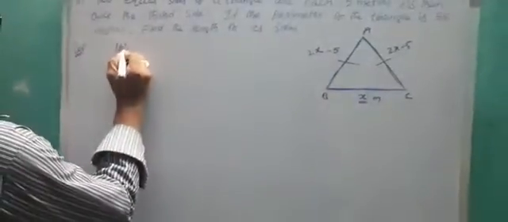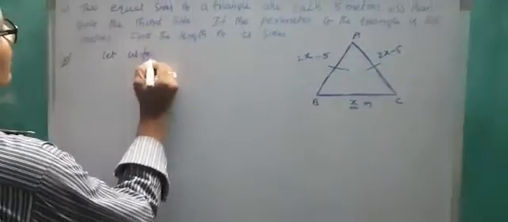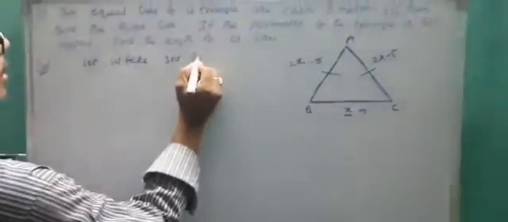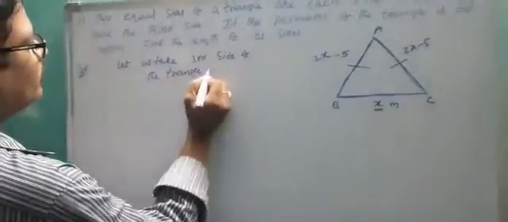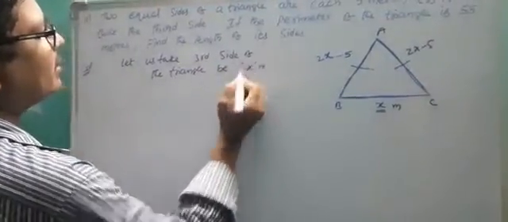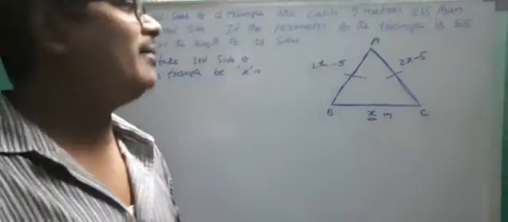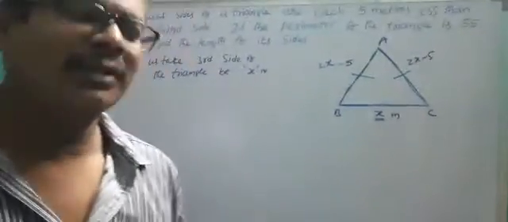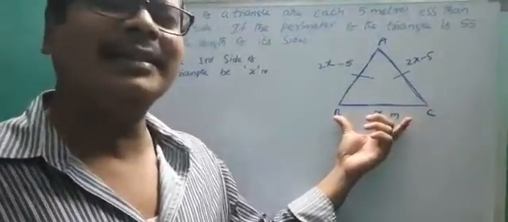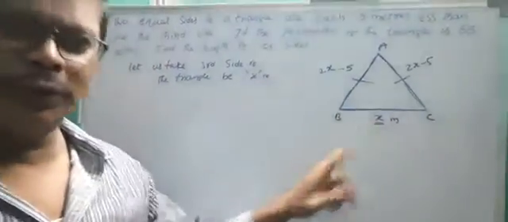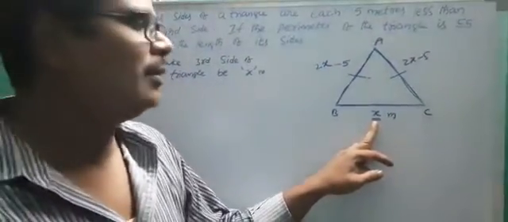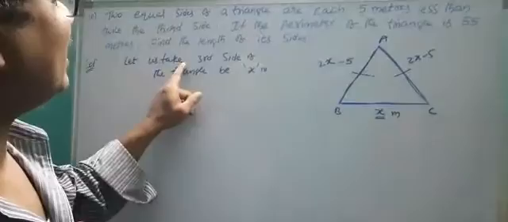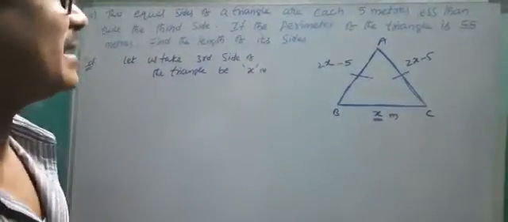Solution. Let us take the third side of the triangle to be x meters. Without the third side we cannot find the value of the other two equal sides, so we consider the length of the third side to be x meters. Do you know the length? We don't know, so we take a variable instead of the value, like x.